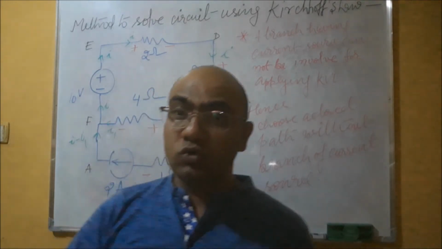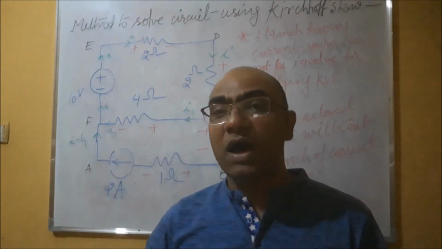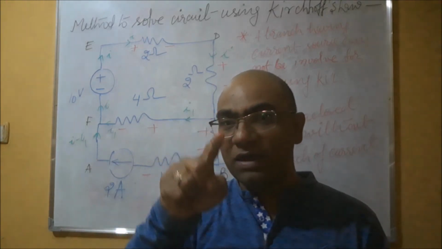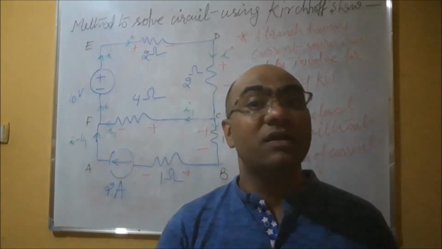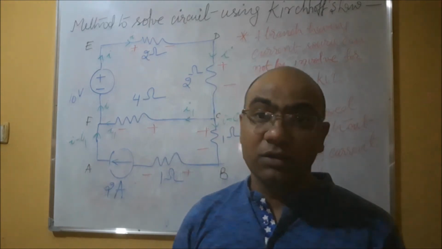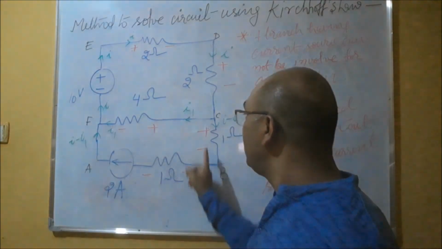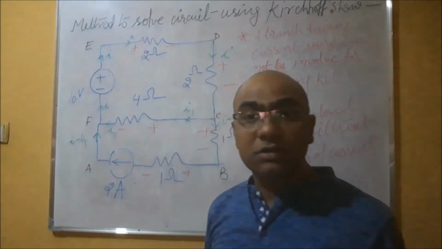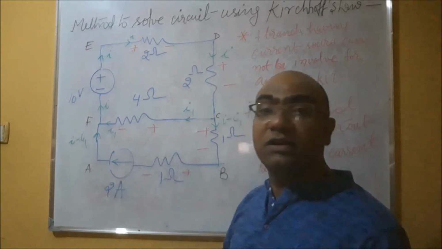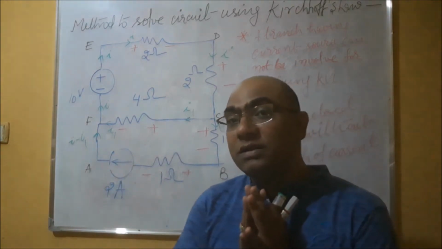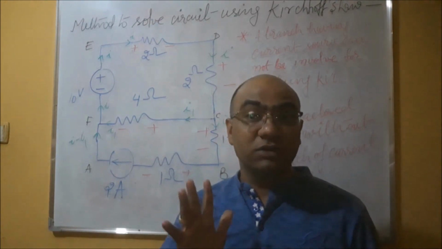Whenever you are choosing a closed path, you cannot choose it in such a way that when you move along it, there will be a branch having a current source. This is very important. Like the previous problem, if I take A, B, C, F, A, this closed loop, then in branch AB we have this current source, and therefore this closed path cannot be considered for this problem.